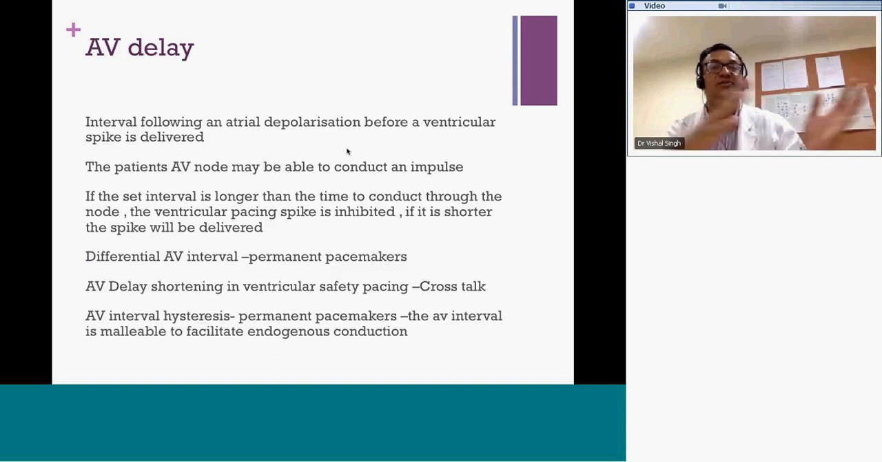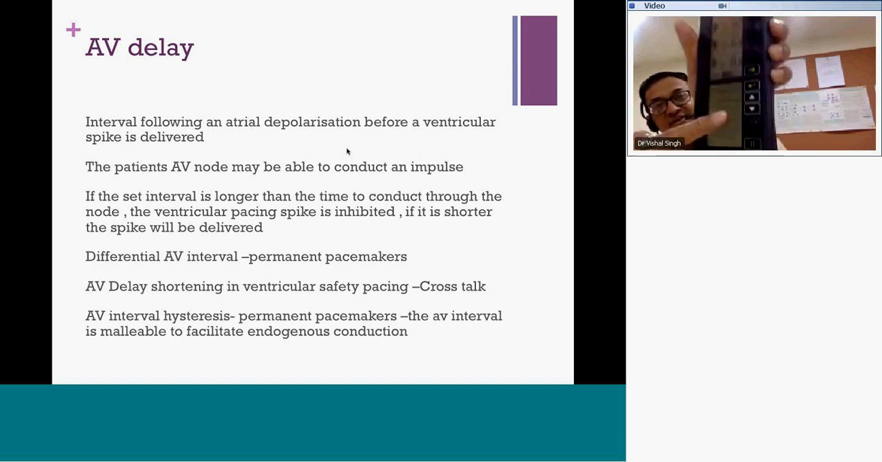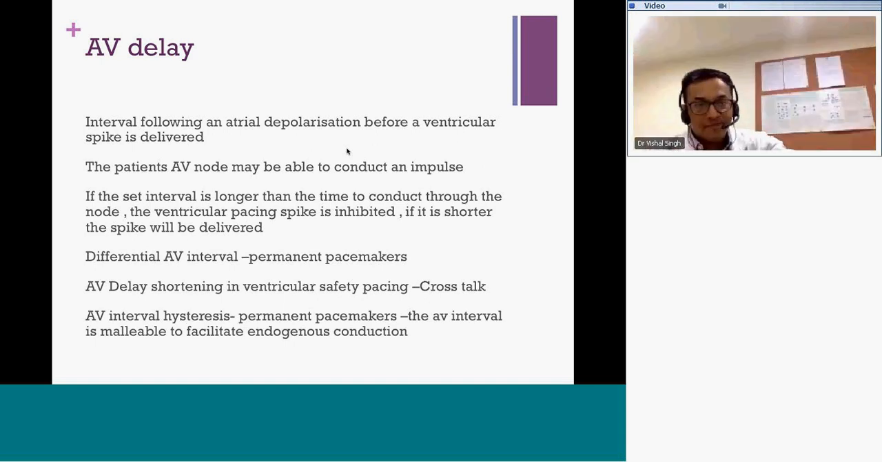Which is that the time from the atrial to ventricle conduction is in the interval for atrial depolarization before the ventricle spike is delivered. The patient's AV node sometimes may be able to conduct an inherent impulse. If the set interval is longer than the time to conduct through the node, the ventricle pacing spike is inhibited. So, whatever AV interval you have set out here. Now, the AV interval you don't set; it is based on the rate. If you look at the parameters, the third parameter is AV interval. Do not touch that. It will be automatically adjusted based on the rate. So as far as possible, avoid touching that.